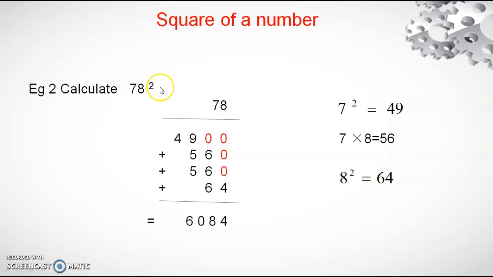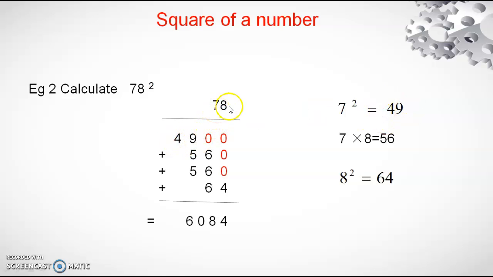Next example, it will be more clear. Suppose I want to find square of 78. I will write 78 here. I will write 4 zeros which I have told you in last slide. Now 7 is our first number here. So 7 square, that is 49, you have to write in first row.